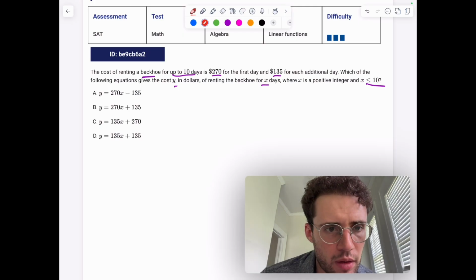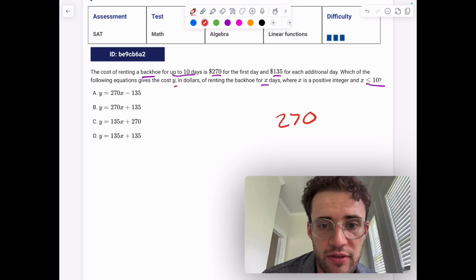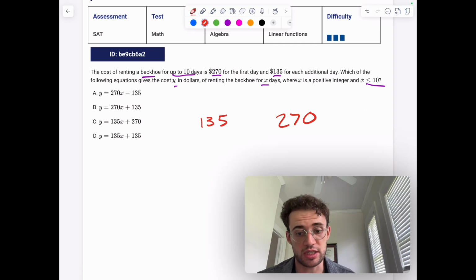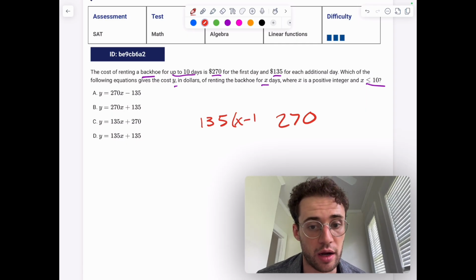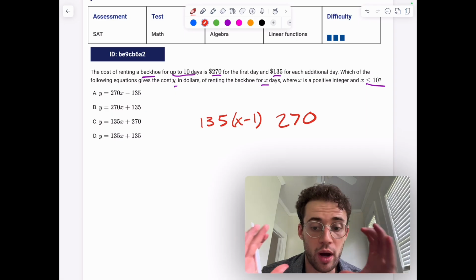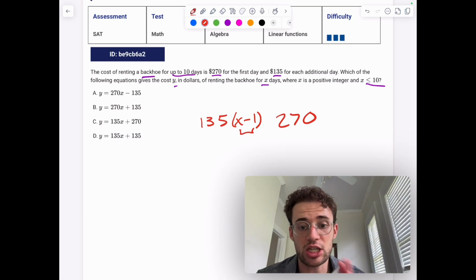But we know that it's $270 for the first day and then $135 for each additional day. So you do 135 times x, except you don't do 135 for the first day. So we're actually going to do times x minus 1, because the first day is covered by this 270. So 135 times the quantity x minus 1, which is basically the total number of days excluding the first day.